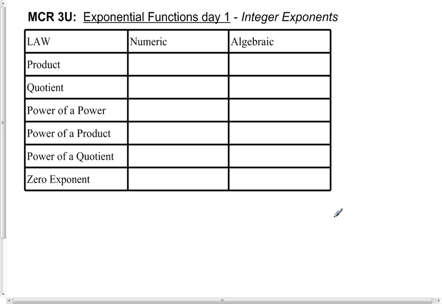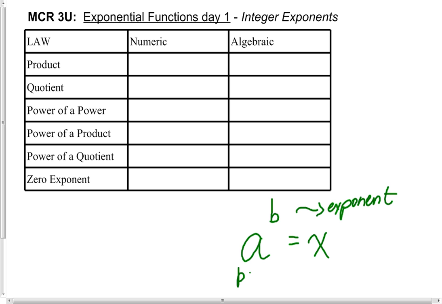So to define a power, we have a base, we have an exponent, and the entire thing would be called the power. The temptation is to multiply a times b, and that is not what it's defined as. A power is defined as a times itself b times.